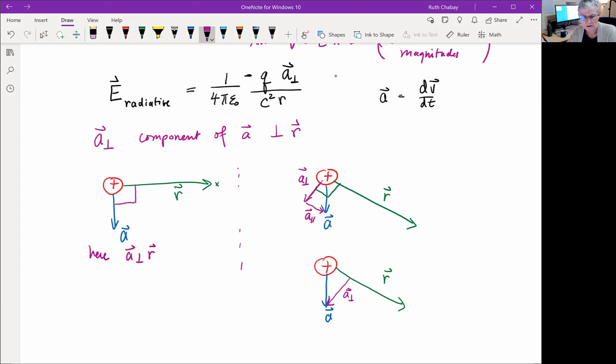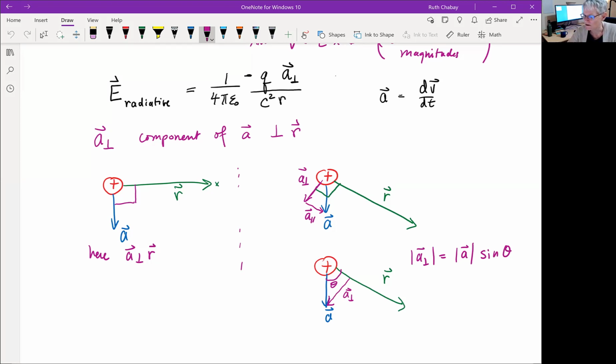Okay, so how are we going to find a perpendicular? Well, if we know this angle, theta, then the magnitude of a perpendicular is equal to the magnitude of the total acceleration times the sine of theta. Okay, so that's what a perpendicular is.